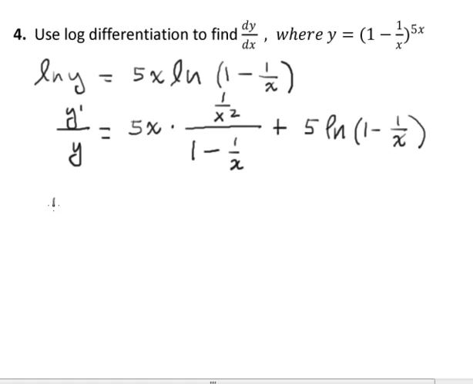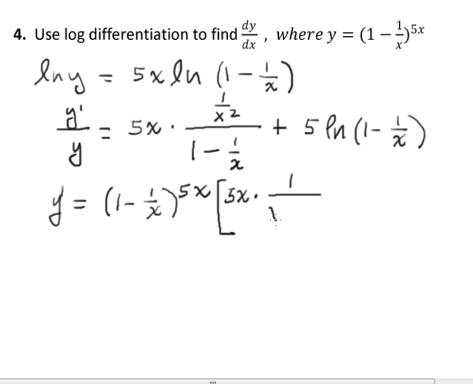Okay, now just solve for y prime. So y prime is equal to y times this right-hand side over here. I'm going to just multiply top and bottom by x squared just to simplify this. So here I get 1, here I get x squared, minus x.